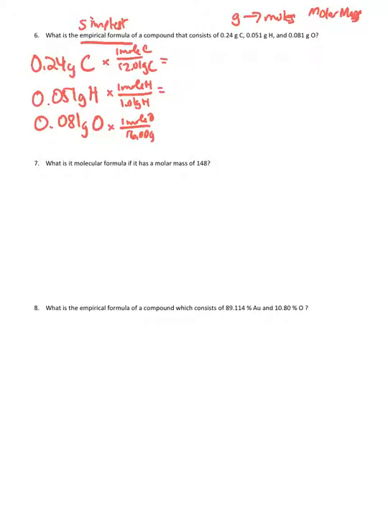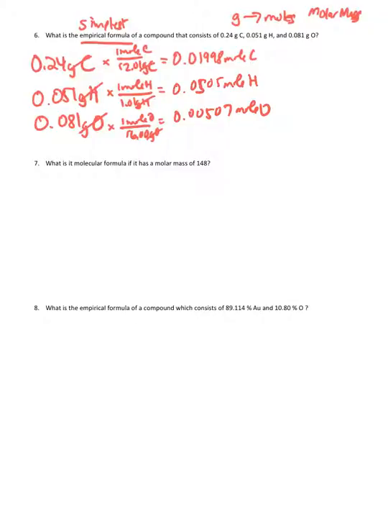And so if we do those calculations, grams carbon divided by grams carbon cancels, grams hydrogen divided by grams hydrogen cancels, grams oxygen divided by grams oxygen cancels. So we have 0.01998 moles of carbon and 0.0505 moles of hydrogen and 0.00507 moles of oxygen.